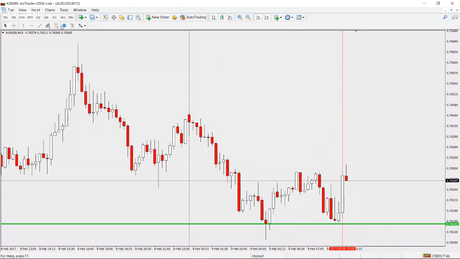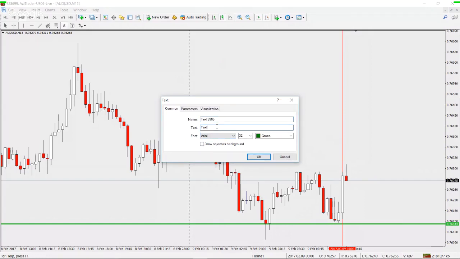So how would we manage this one? I'll show you. The entry is above the high here. The high is at 76.29. So go 76.30 plus the spread. Right? So that's your entry price.